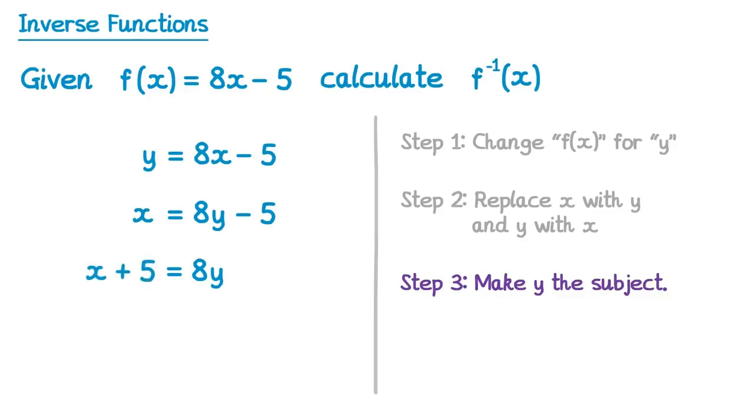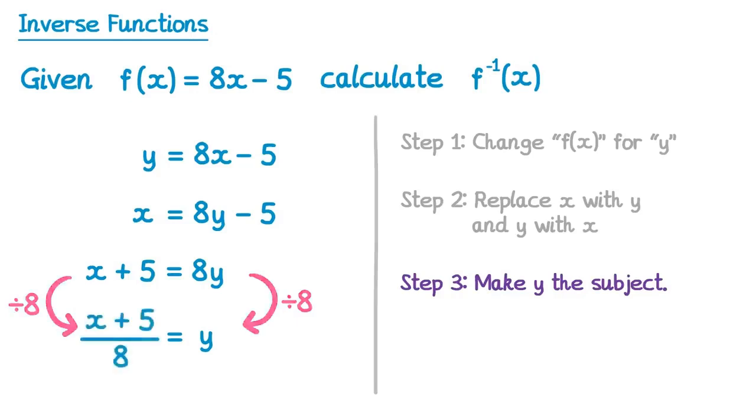We've got one more step to go. On the right hand side I've got 8y, so if I divide both sides by 8, on the right hand side 8y divided by 8 is just 1y, and on the left hand side I've got x plus 5 and I divide that by 8, that's x plus 5 divided by 8. So step 3 is complete.